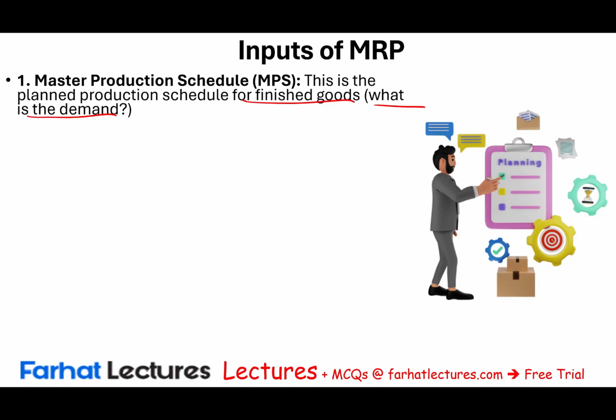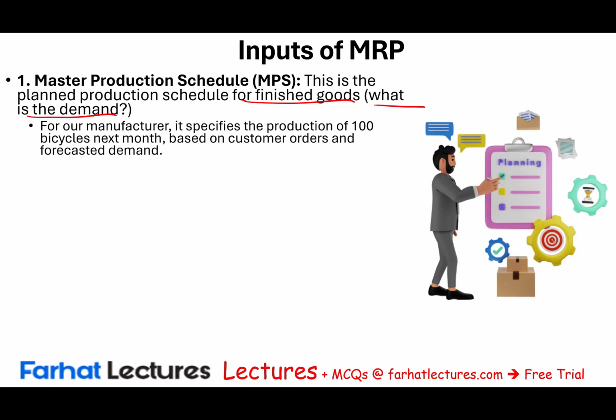Before you start to produce something, you need to know, what am I producing? How many units? For our manufacturer's bicycles, it specifies the production of 100 bicycles next month. So we know we need 100 bicycles based on customer orders and forecasted demand. So we forecast the demand, we need to produce 100. This is called the master production schedule, and this is an input function. So we need to feed this information to the MRP system. We need to produce 100 bicycles.